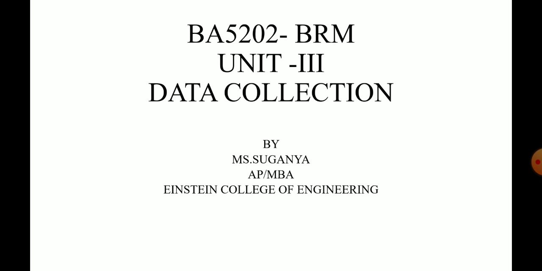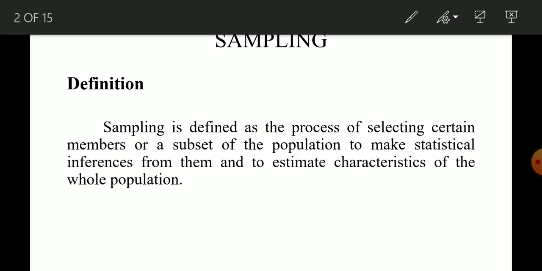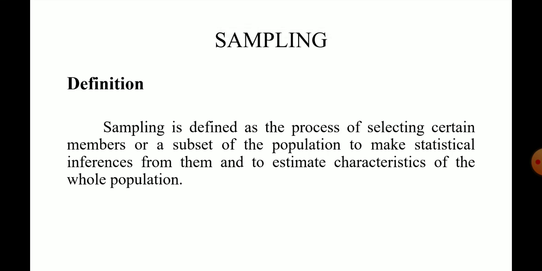Today we are going to see one topic in BRM, third unit. Sampling. Sampling is very important in research methodology because according to the method of sampling you are using, the error will be reduced and the results will be produced with maximum accuracy. Sampling enables you to collect and analyze the data from a smaller portion of the population and then apply the results to the whole population.